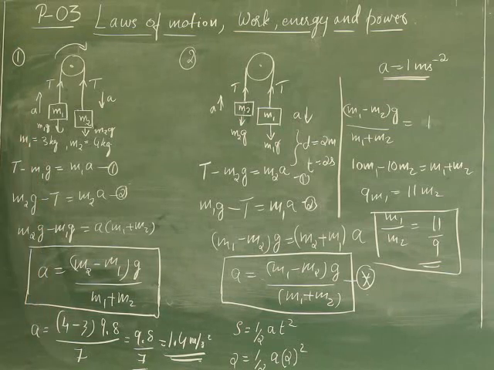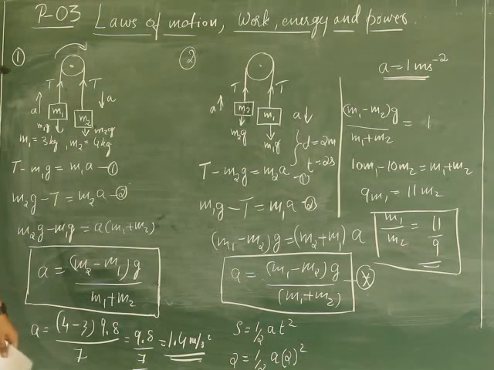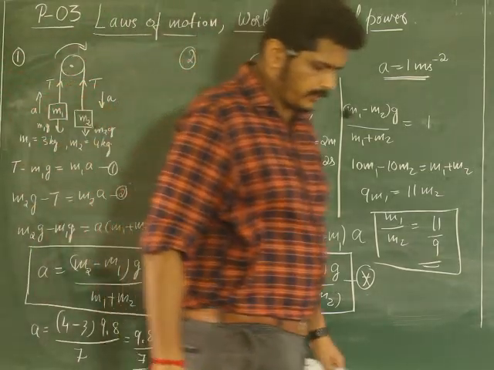Let us check the answers. 11 by 9 is there, and the option is option B. Hope this is clear for you people.